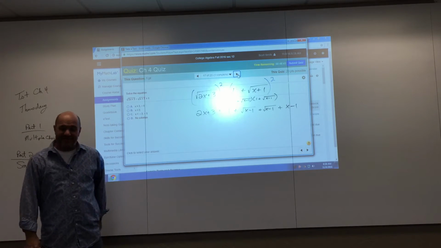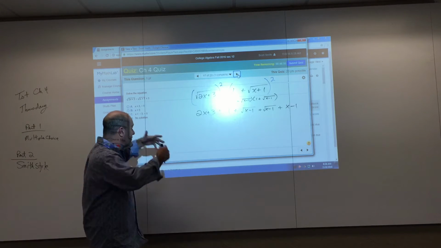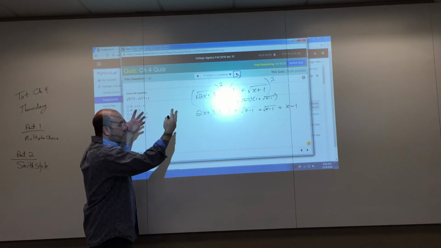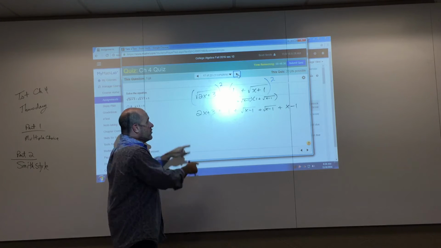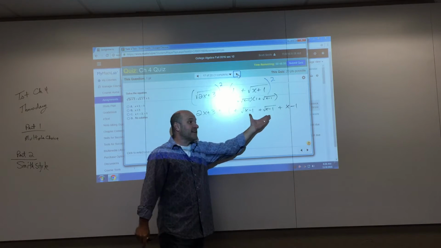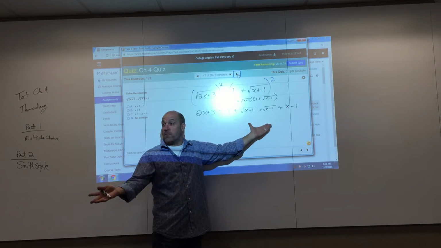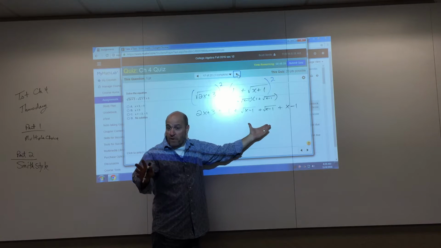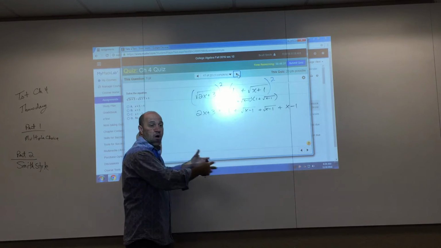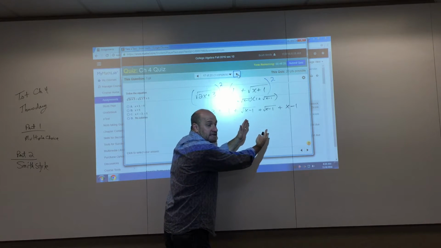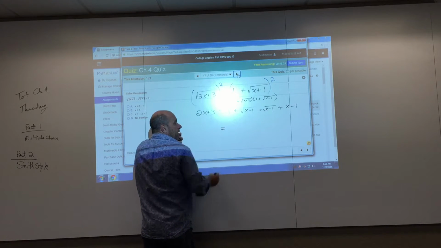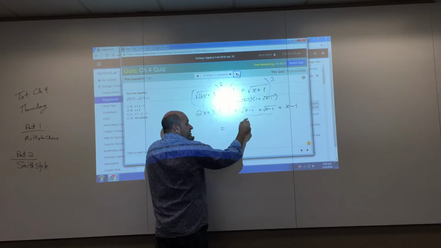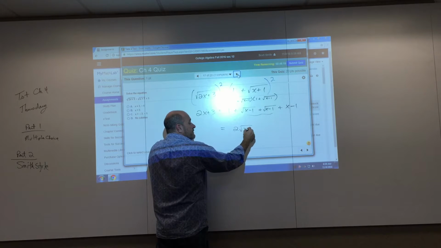These problems, this is, again, kind of the worst problem in chapter 4. You squared both sides, you got rid of this square root, but you still got a square root to deal with. We're going to have to square both sides again. But before I square both sides again, let me get everything on one side, get this square root by itself. So what this is, it's 2 of these square roots.